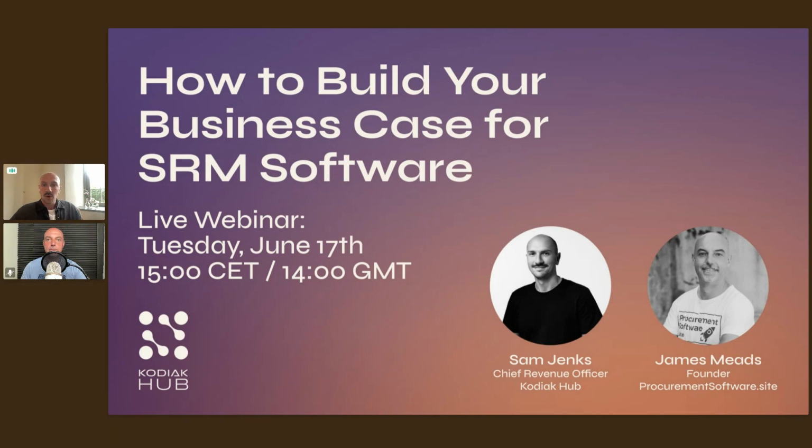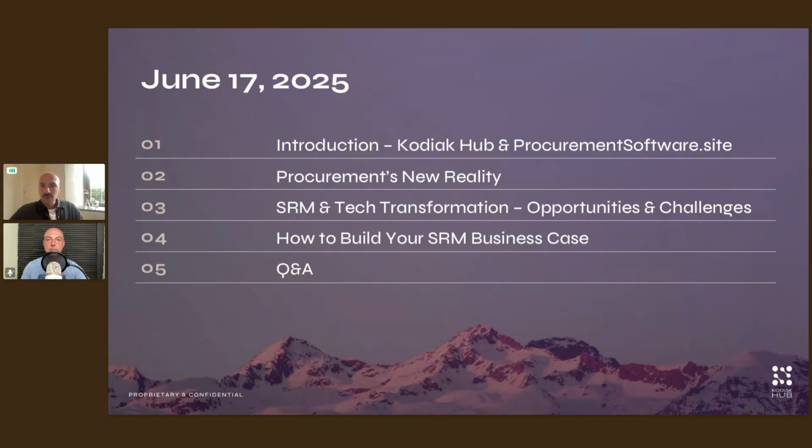During the session, we're going to try and walk through the following agenda. We're going to first introduce Kodiak a little bit, as well as get acquainted with our friend James Meads from ProcurementSoftware.site. We're going to give some background to the new reality that I think we're all experiencing in the new normal in procurement, supply chain, and sourcing. We're going to also start talking about SRM, the opportunities and challenges with that tech transformation, and of course, start trying to figure out how we can build this business case, something that seems to be rather challenging. And we know from the statistics it is not an easy task, but it's something that we're looking to help inspire and educate and empower all of you in attendance today with some best practices, some resources, some maybe levers to be able to pull in order to build that business case internally for supplier relationship management.